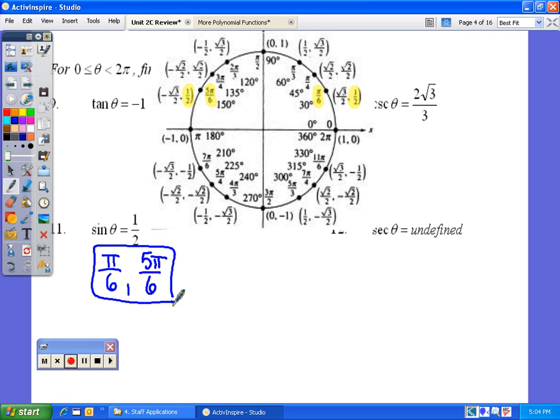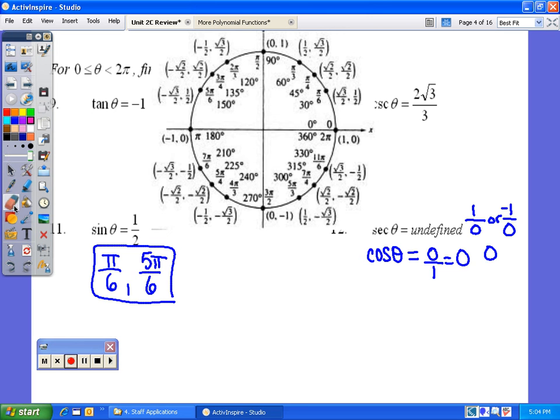Alright, the last one says secant is undefined. So remember, secant is associated with cosine. If secant is undefined, that means it's either 1 over 0 or negative 1 over 0. That means it has to do with the axes. So that means that we are looking for where cosine is going to be equal to 0 over 1, which is 0, or just 0, just like that, and not 0 over 1.